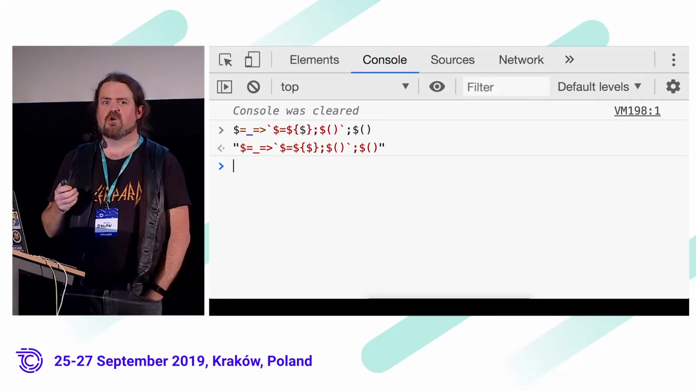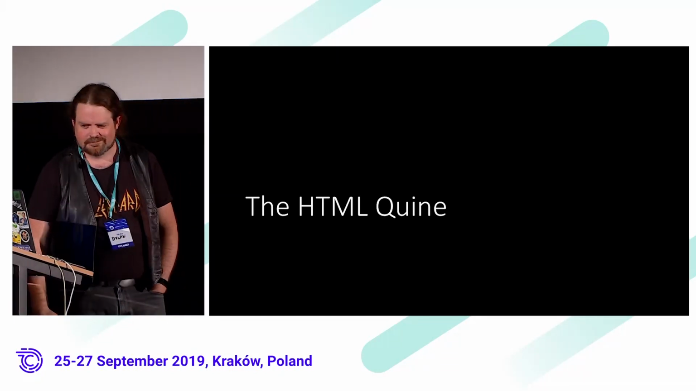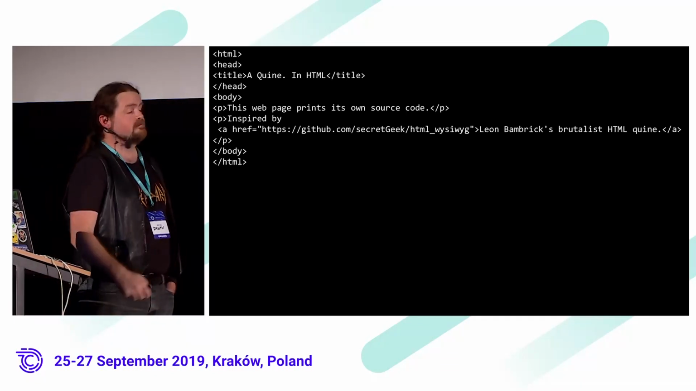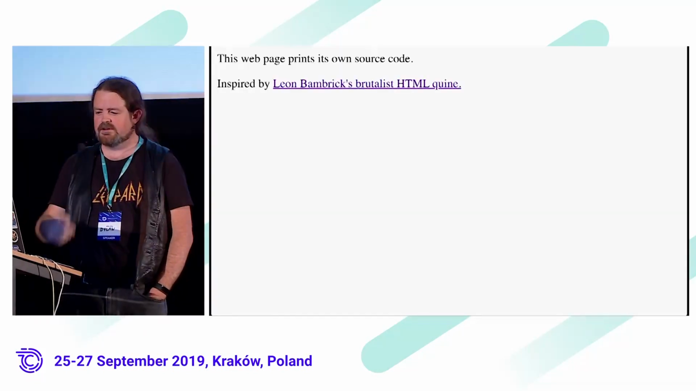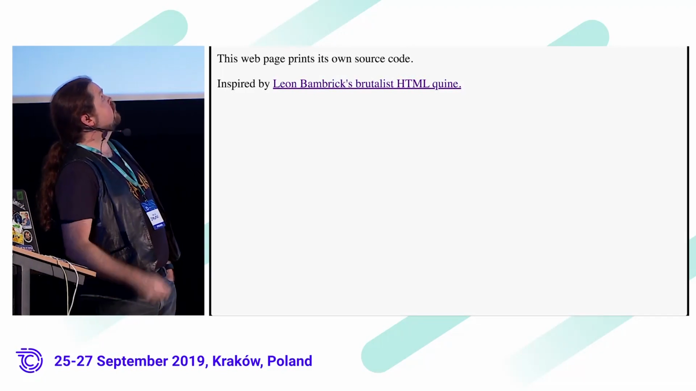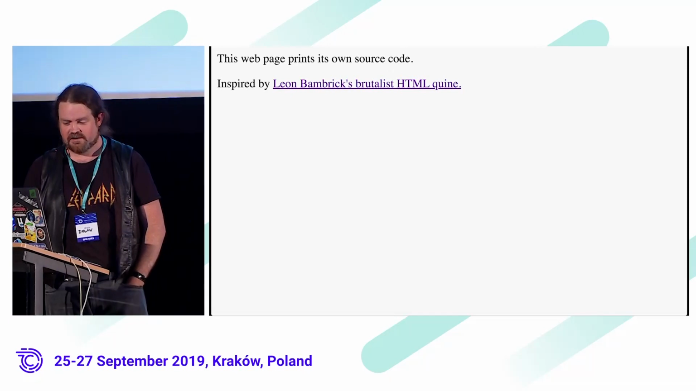Do you think we can make a quine in HTML? So here's source code for a web page. HTML, head, title, blah, blah, blah. And when we run it in a browser, it looks like that. Inspired by Leon Bambrick, a guy from Australia who does brilliant things with computer art. You should all check him out.